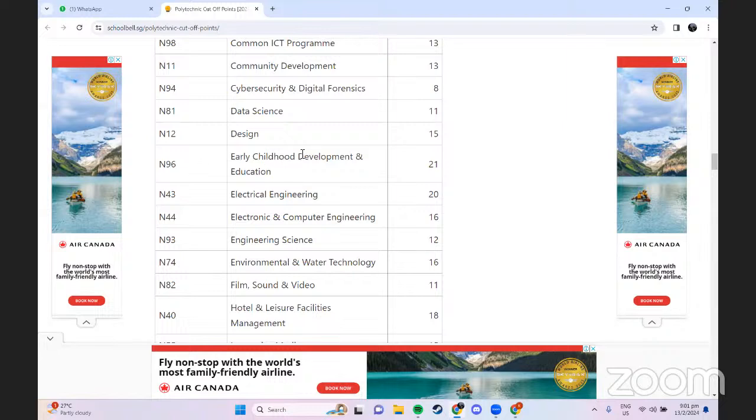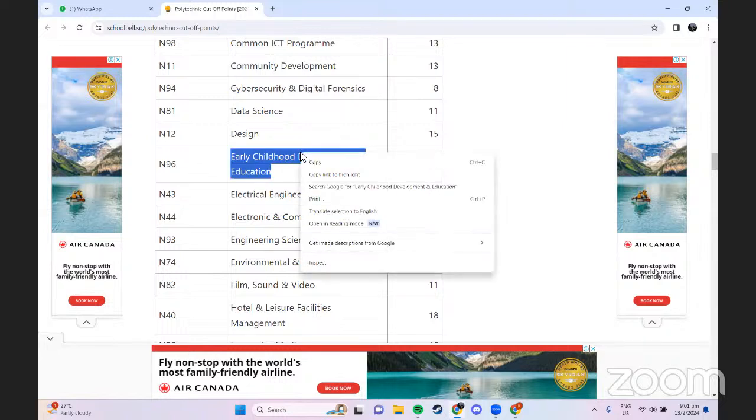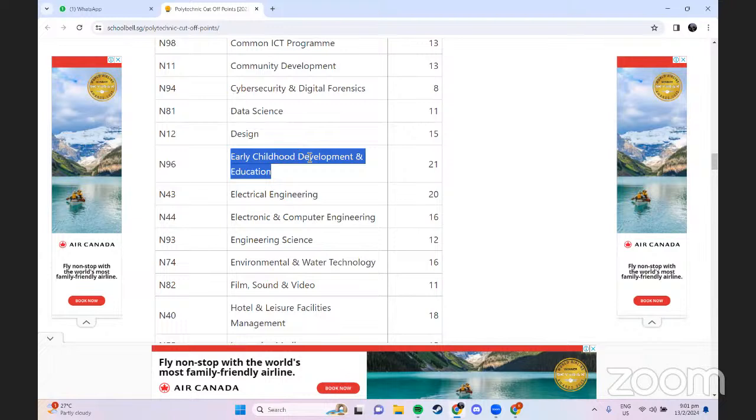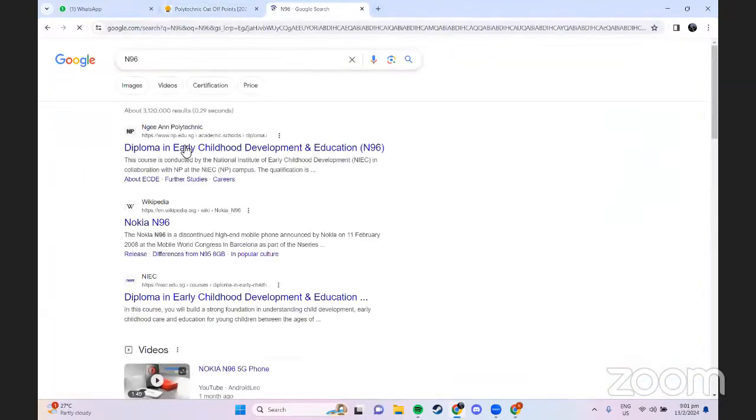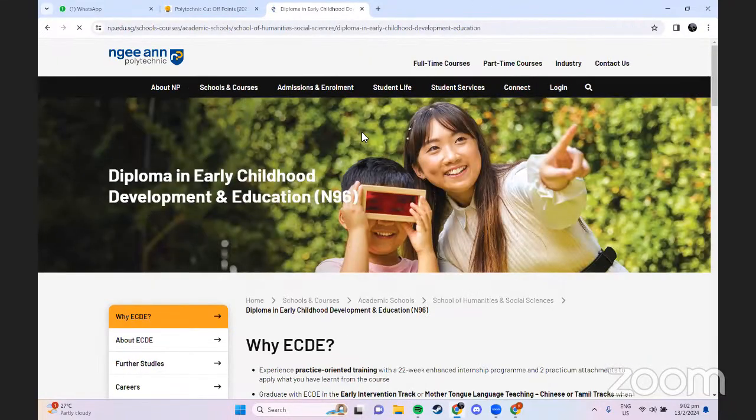Oh, actually, I think early childhood is good. Search N96 in a different tab. Open a new tab. To the right, the plus button. Come on, you know how to open a new tab. N96. There you go. Okay, nice. Let's check it out then.